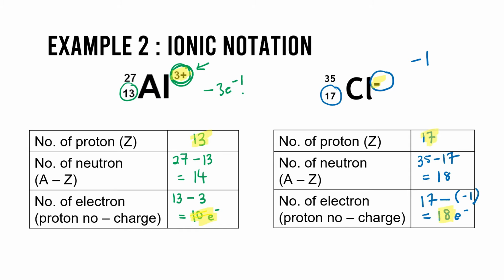In order to get the charge of the anion, we can simply do proton number minus number of electrons. So hence, you will get the value of the charge must be negative.